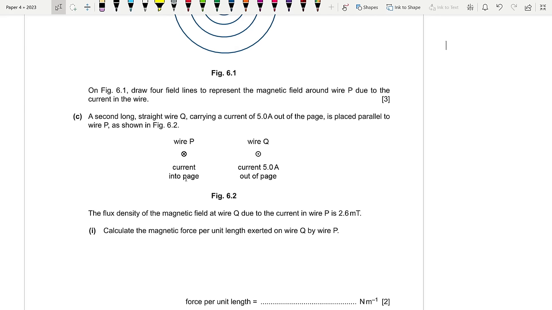The flux density of the magnetic field at wire Q due to the current in wire P is 2.6 mT. Calculate the magnetic force per unit length exerted on wire Q by wire P.